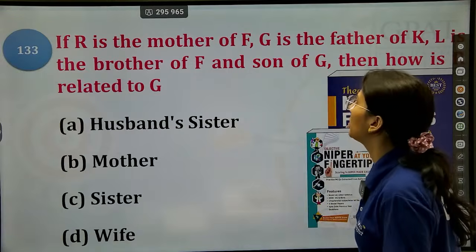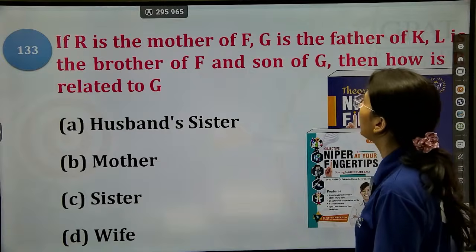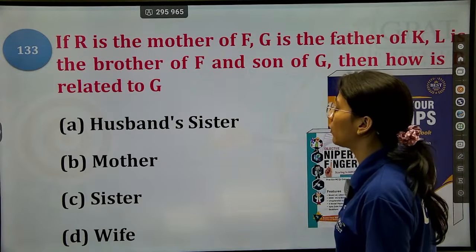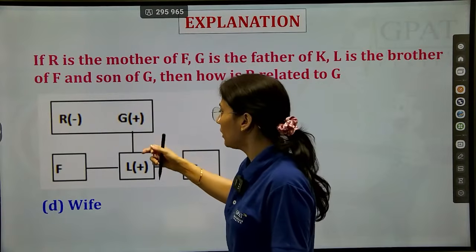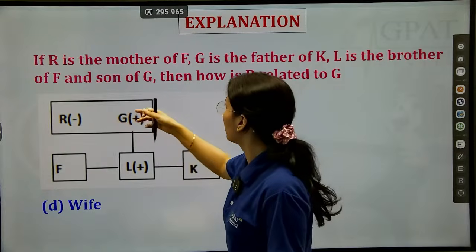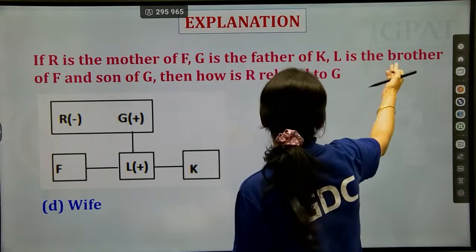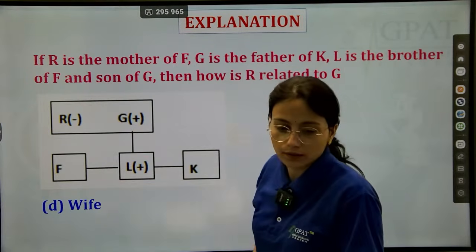If R is the mother of F, F is the father of K, L is brother of F and son of G, then how is R related to G? So how is related? That is wife. That is R, G. F is what? That is daughter of F is F. L is brother of F and son of G. So we got what? That is wife.